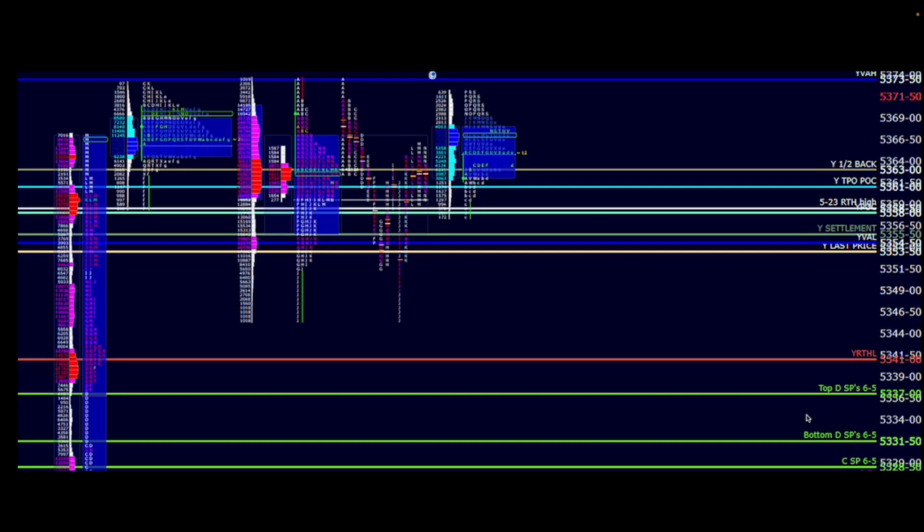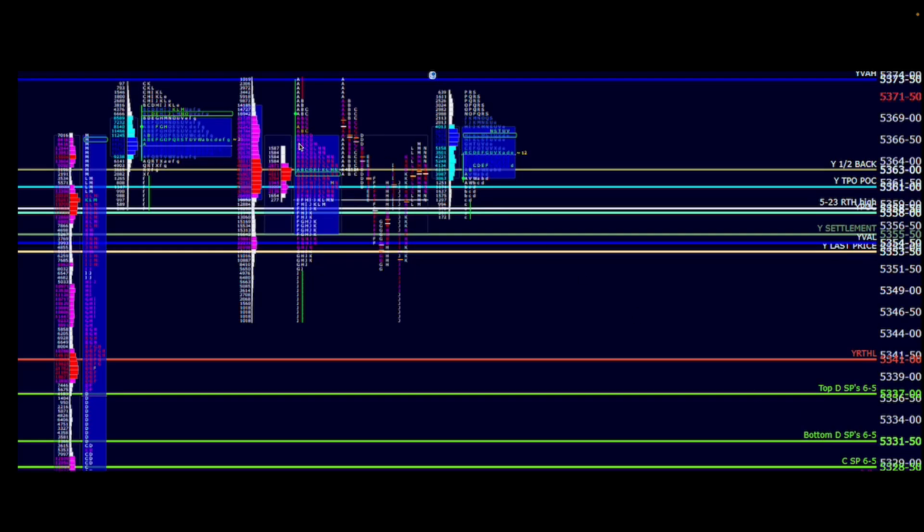Remember, single prints are a form of excess, and they're from 5331.5 to 5337. We also have a single print from June 5th from C period at 5328.50.